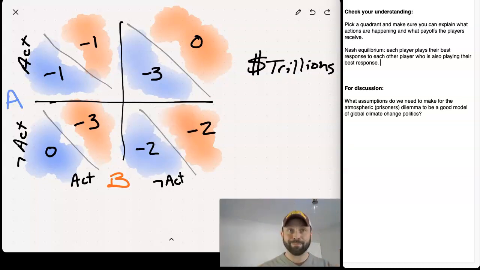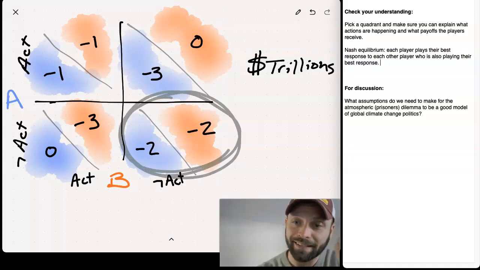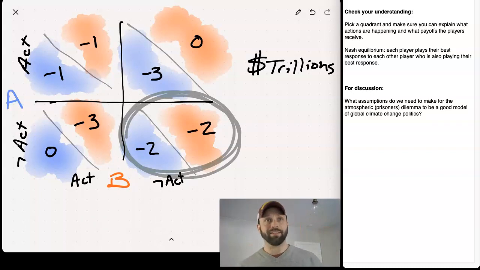Now, of course, this is symmetrical, so maybe I don't even need to go through it, but player B is looking at things the exact same way. They're seeing that regardless of what player A does, they're better off not acting. I wish that I could control what player A is going to do, because it's going to affect whether I find myself with 0 or -2 trillion. But in both cases, I'm better off not acting. So the Nash equilibrium here is this inaction situation.